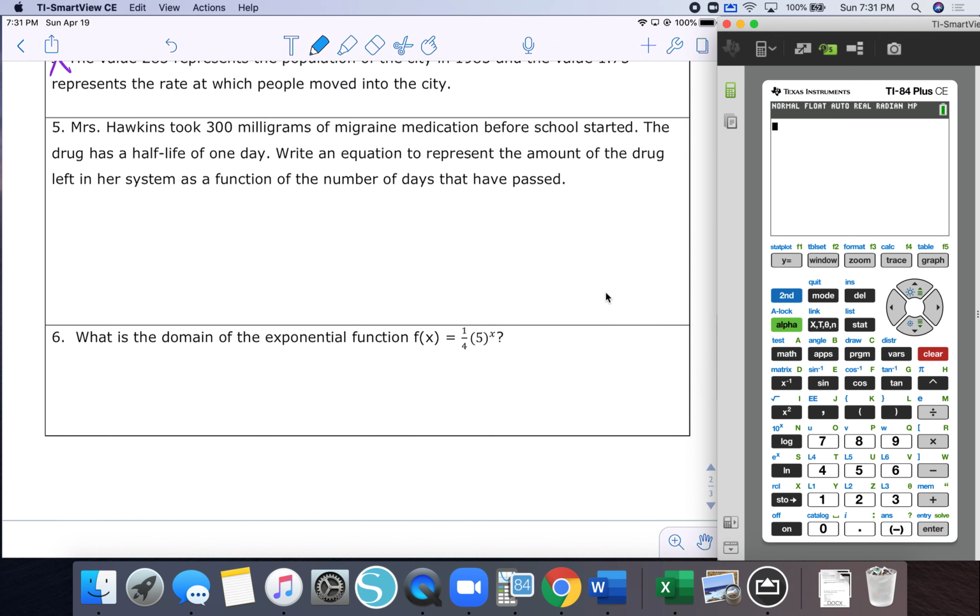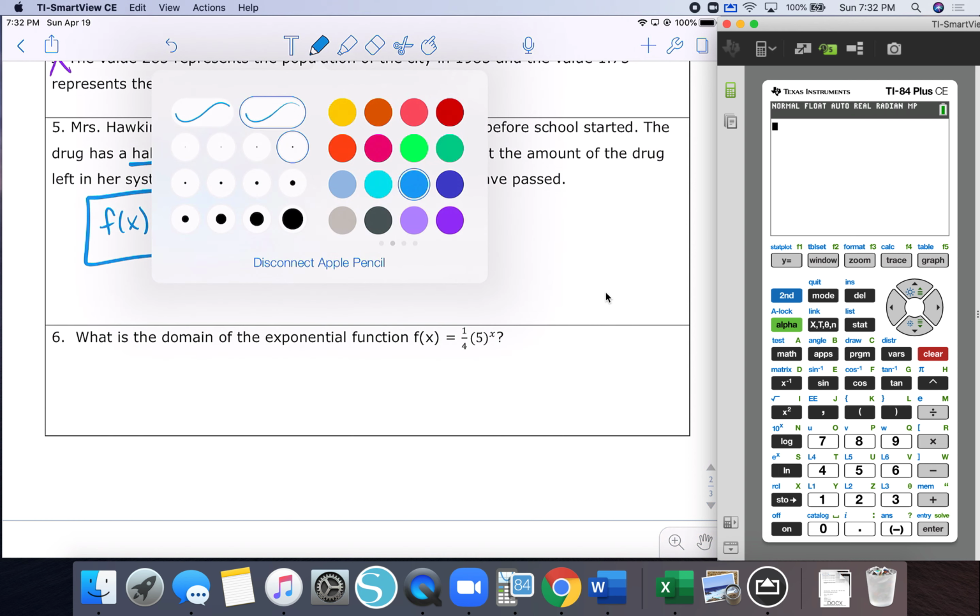Number 5, Ms. Hawkins took 300 milligrams of migraine medication before school started. The drug has a half-life of 1 day. Write an equation to represent the amount of drug left in her system as a function of the number of days that have passed. So f of x equals, remember we start with our initial, we start at the start. So 300 milligrams. Then we have our rate. Now this one says a half-life, meaning that your rate is going to be 1/2. And then that's going to be raised to the x for a number of days. That's all we're doing when we're writing these.